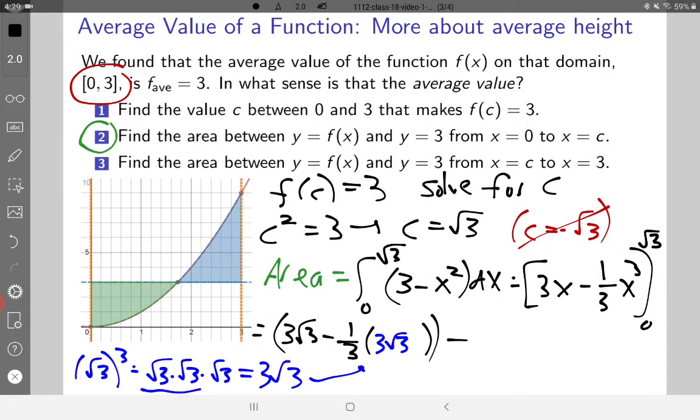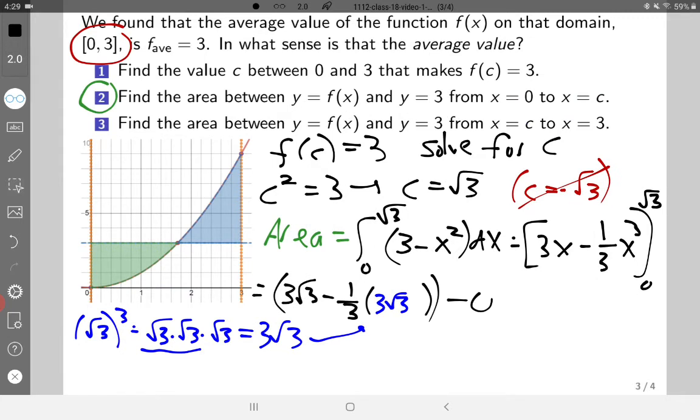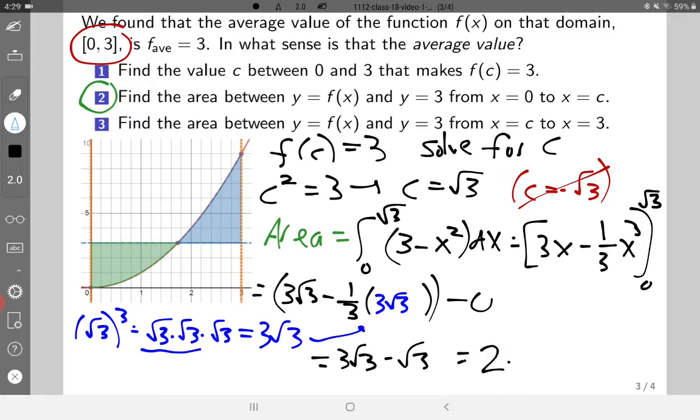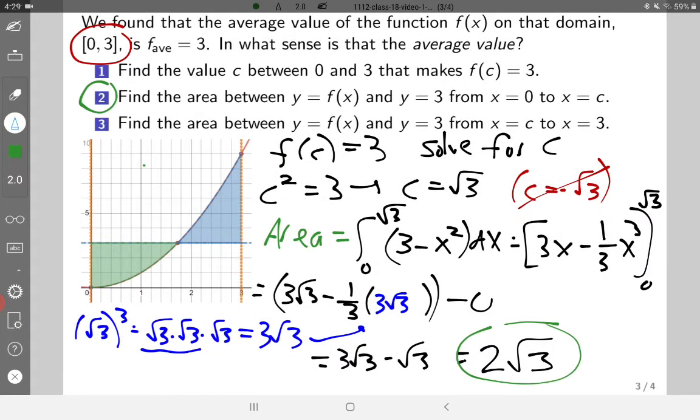Meanwhile, when I plug in 0, I'm going to get 3 times 0, and 0 cubed. I'm going to get a big goose egg out of that, so I'm just going to say minus 0. What's next? Let's continue evaluating. I have 3 root 3 minus 1/3 of 3 root 3, or just 1 root 3, minus 0. So that's 3 things minus one of those things, so I have 2 of those things, 2 root 3. That is the area of the green region in the graph over there between the function and its average value.